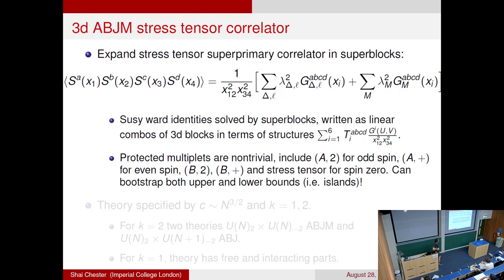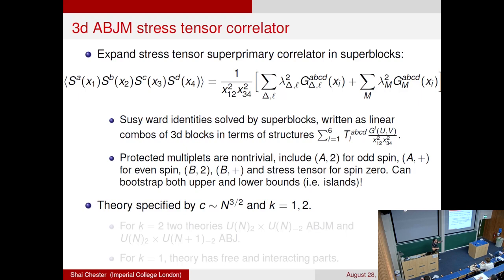And so it's the OPE coefficients of these guys that are non-trivial, in addition to the scaling dimensions and OPE coefficients of the long multiplet. So the way we specify the theory is, again, by the value of C, which now is proportional to N to the 3 halves for ABJM, as well as the value of K, which is the Chern-Simons coupling of ABJM.